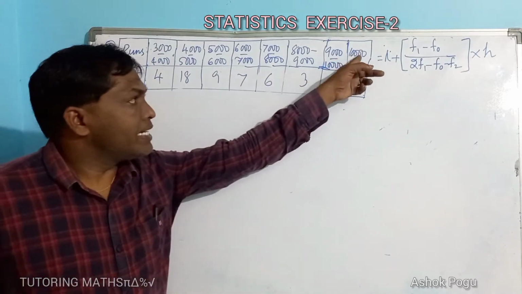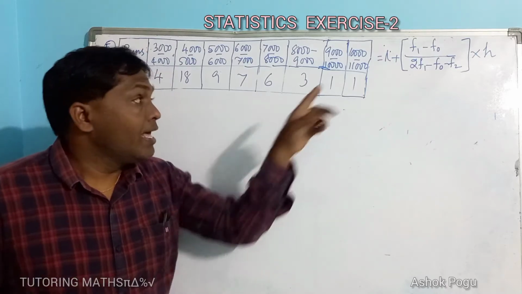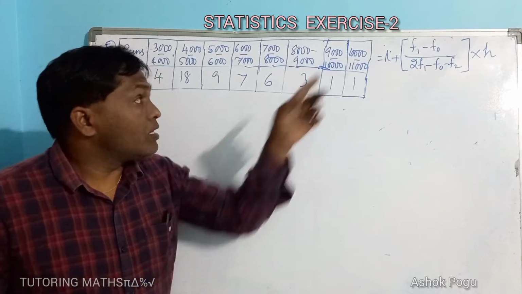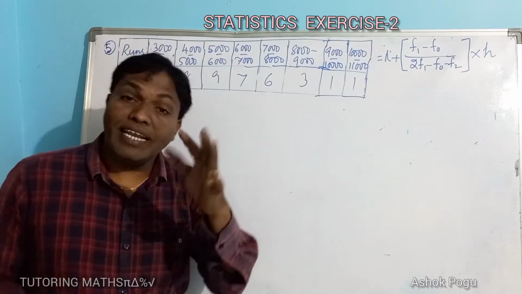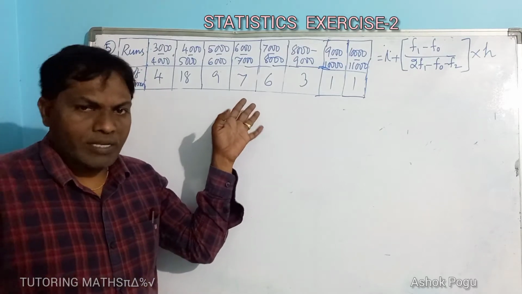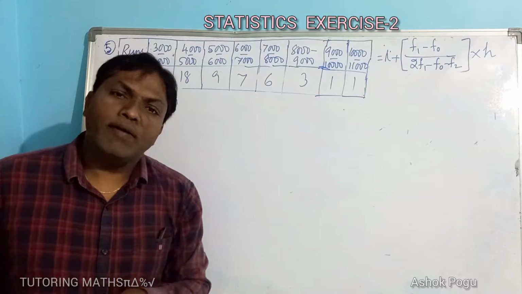And here 10,000 to 11,000 runs were scored by one batsman. Only one batsman scored 10,000 to 11,000 runs in one day international cricket. So this is the old data, not the present data. And for this data we have to find the mode.